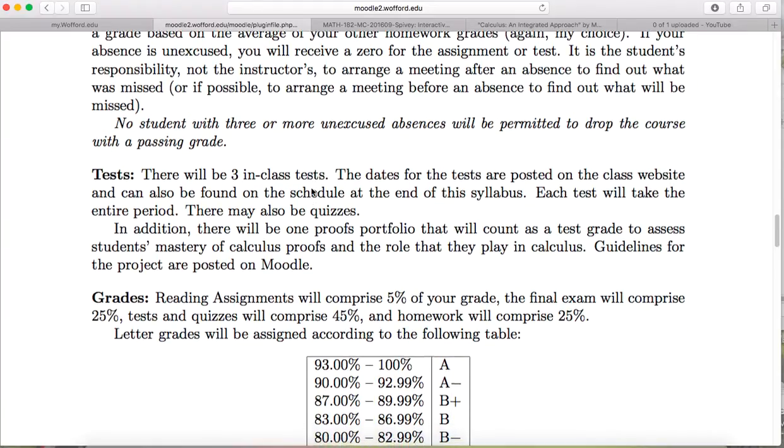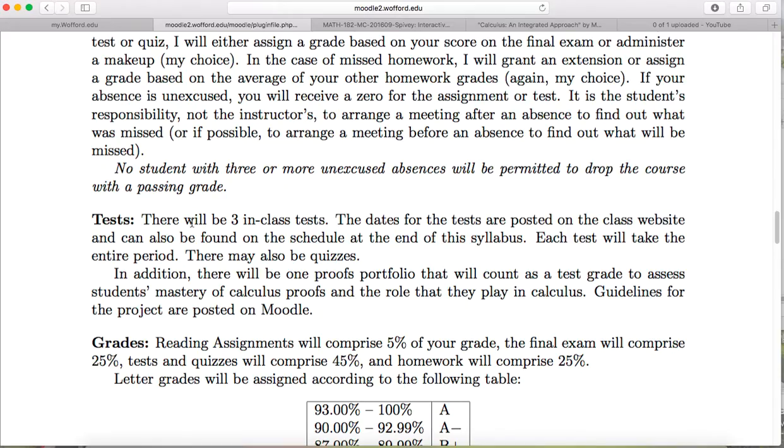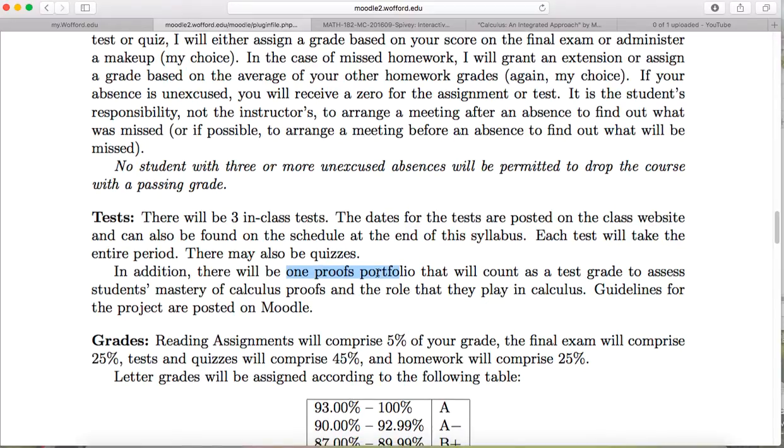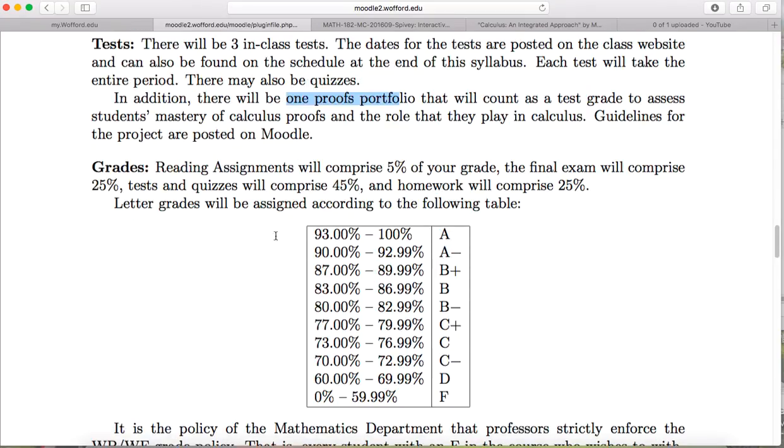We're going to transition into the grading for the class. There's going to be 3 in-class tests, and there's going to be 1 proofs portfolio that will count as a test grade as well. I'll give you lots more information about that proofs portfolio in the days ahead. So stay tuned.